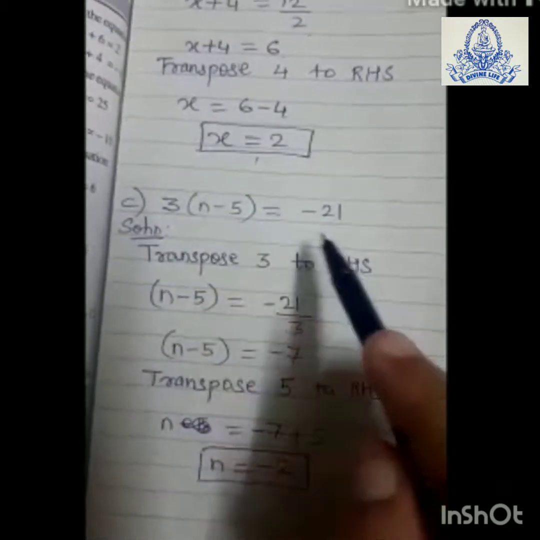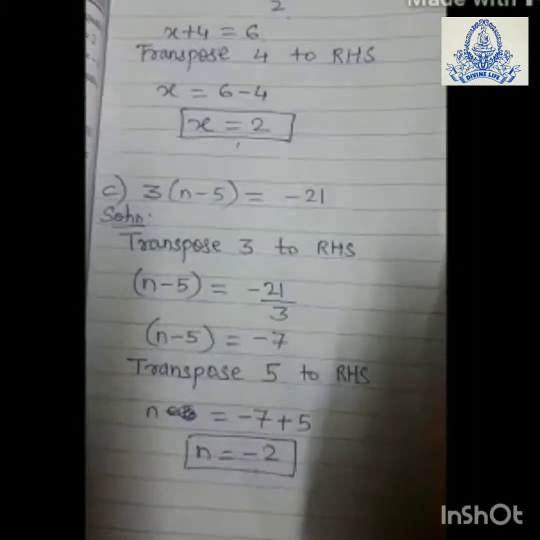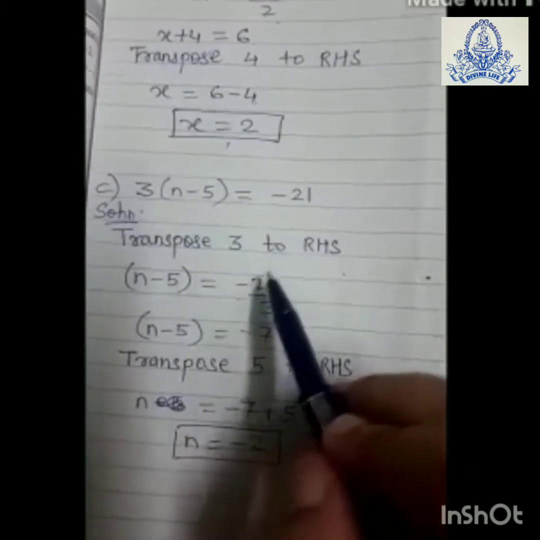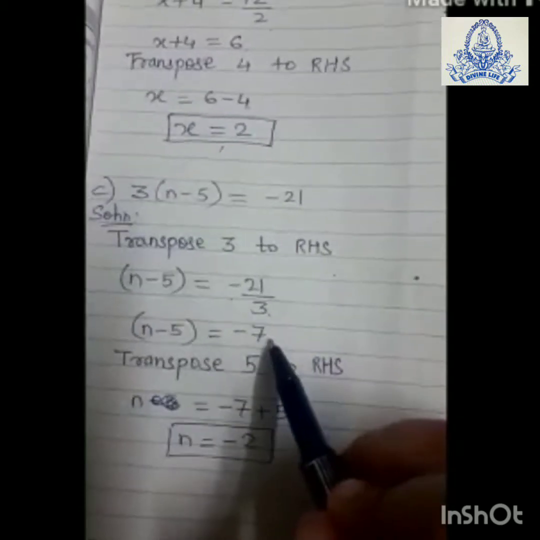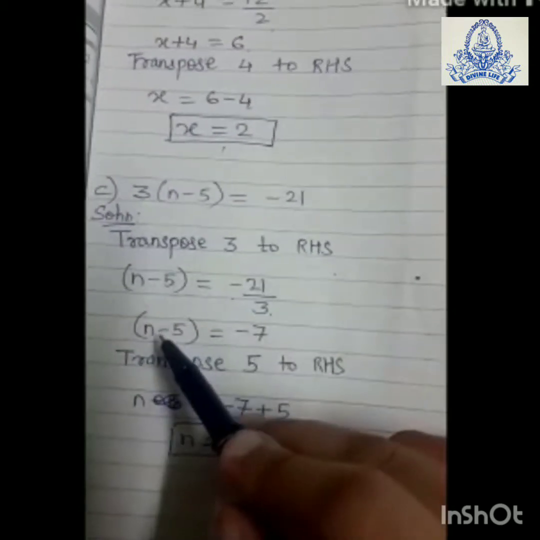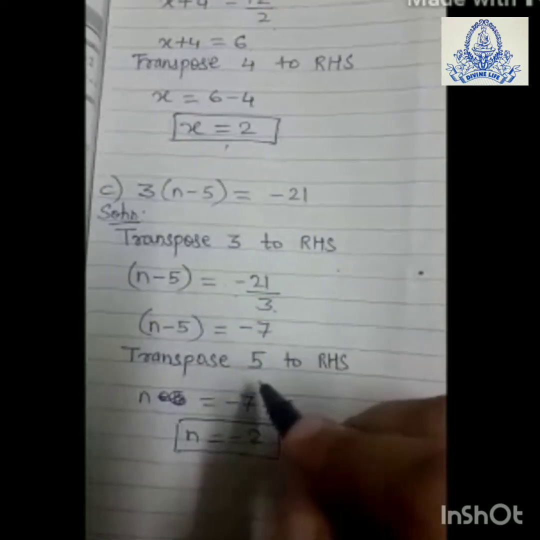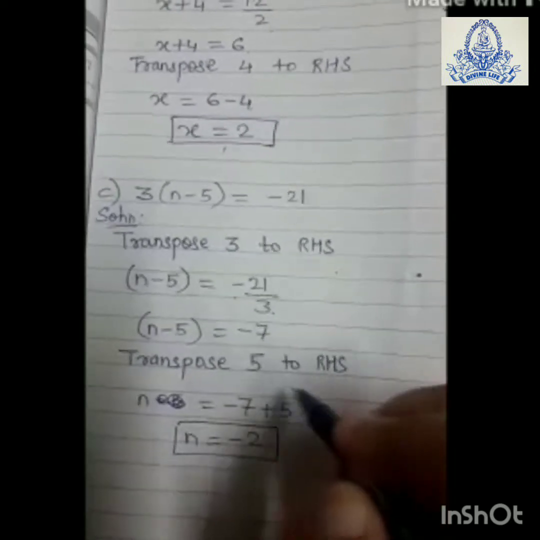3n minus 5 is equal to minus 21. Right? See, transpose this 3 to RHS. n minus 5 is equal to minus 21 upon 3. That gives you minus 7. So this minus 5 you will transpose to RHS. Transpose this minus 5 to RHS.